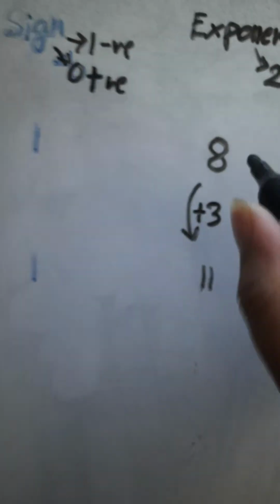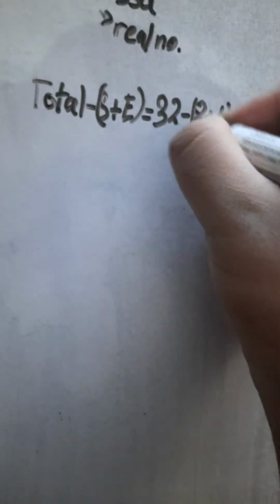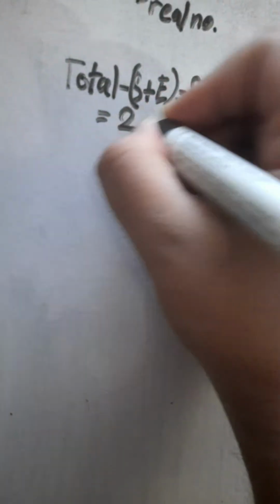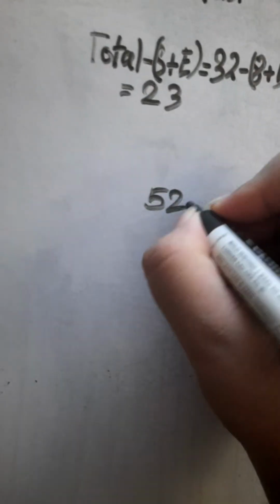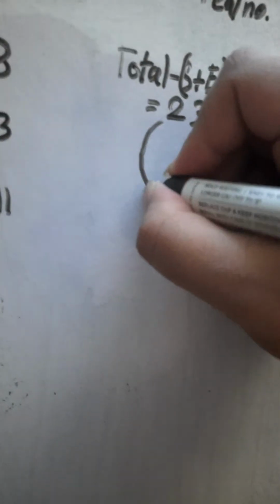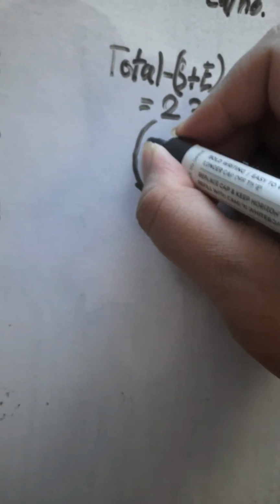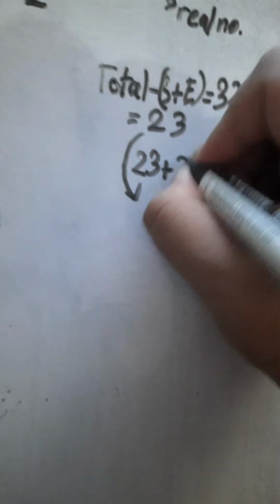So how many bits are assigned to it? You just have to add this 8 and 1, and take total minus s plus e, which is 32 minus 8 plus 1, which is 23. You can also remember it with another trick, and here it is the same thing as here, 52. For 23, you do plus 3 here.